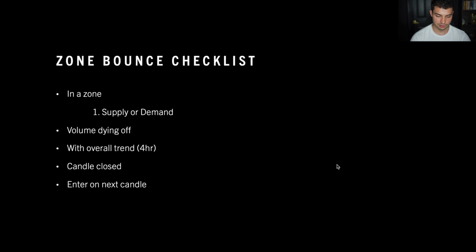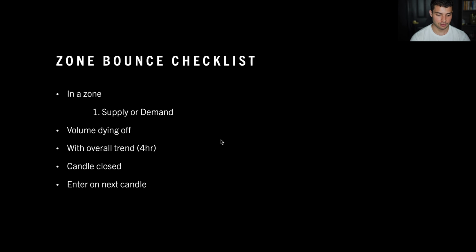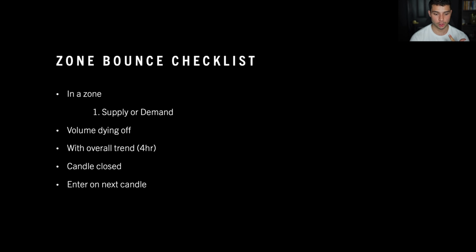But that is the bounce checklist for a zone bounce, all right? My win rate percentage on this one, 71%, I believe, which is pretty good, not bad at all. And yeah, so just make sure it's in a zone, a supply or demand zone. Make sure volume dies off.